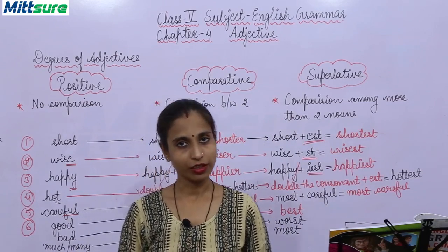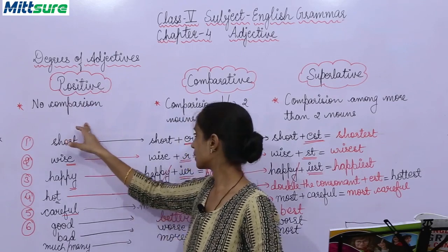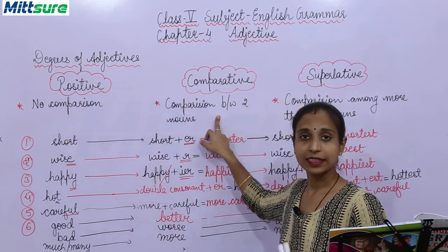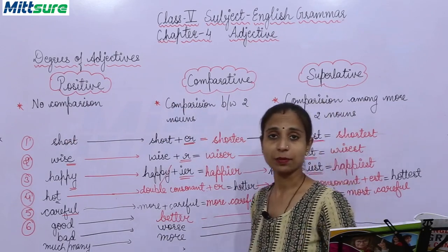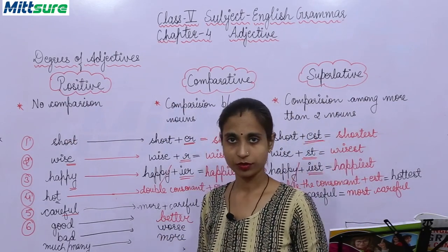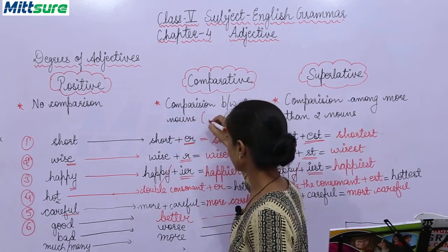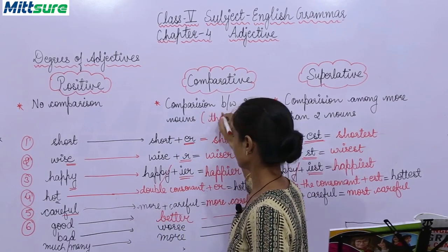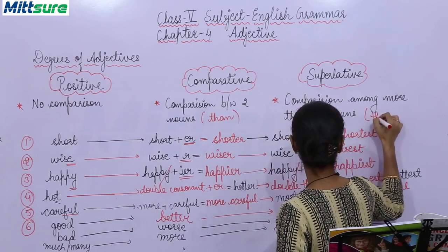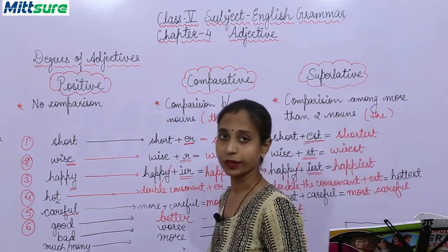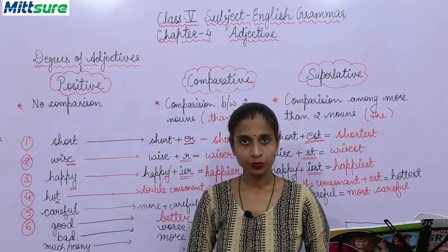Alright, I have already told you that in the positive degree there is no comparison, in the comparative degree there is comparison between two nouns, and in the superlative degree there is comparison between more than two nouns. Remember, the comparative always takes the word than, and the is used before superlative degrees. I hope this is clear to you.